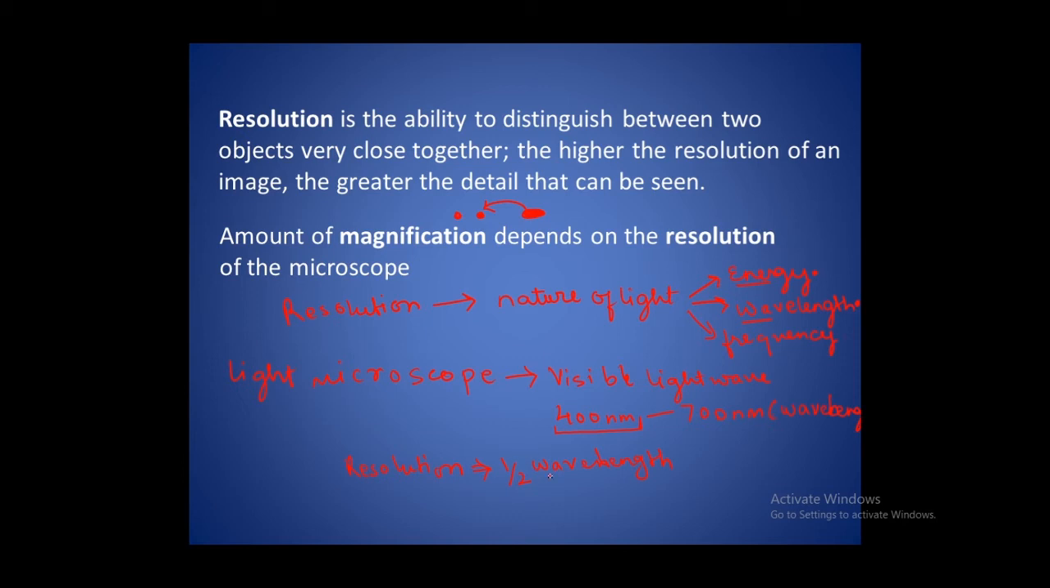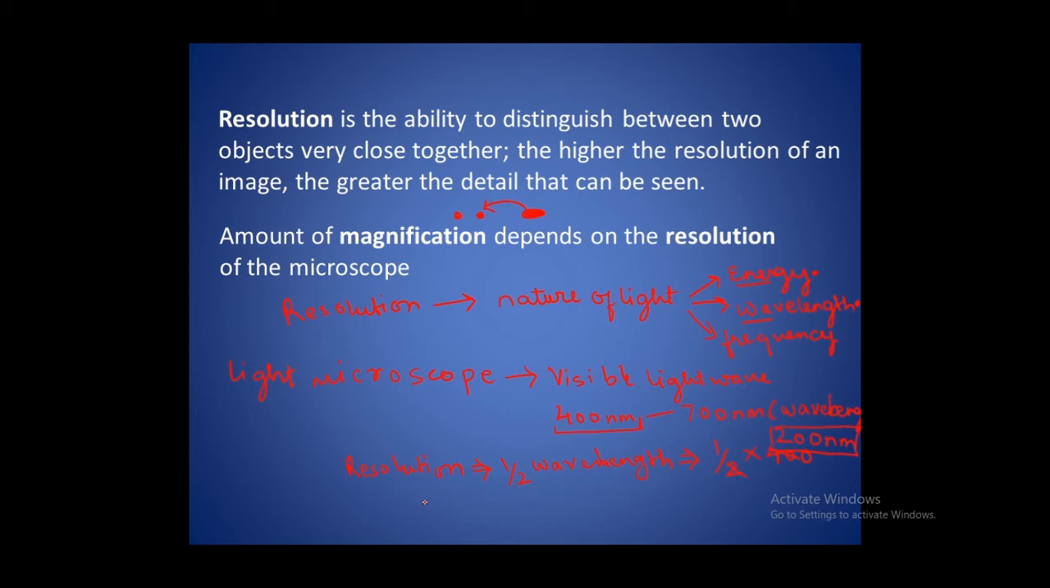So if we are talking about a light microscope, we are using visible light waves, and the minimum wavelength, the lesser wavelength, is 400 nanometer that can be used. So the half of 400 will be how much? If you try to calculate for the light microscope, it will be half of the wavelength. That means 400 nanometer, it will be 200. So 200 nanometer is the resolution of light microscope. So this is how we are calculating the resolution of the microscope.